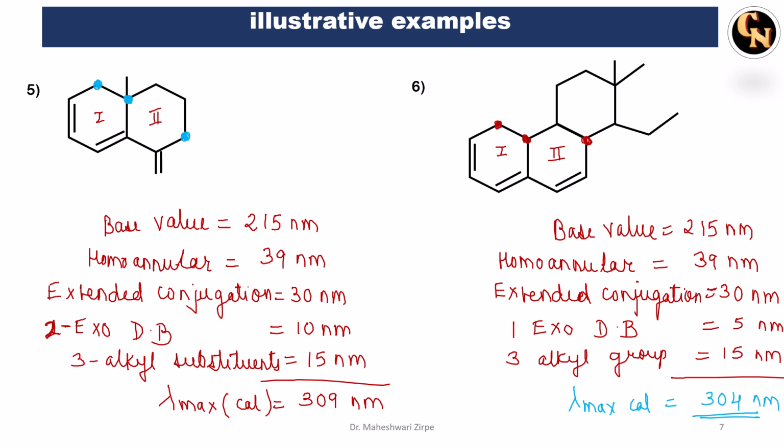Okay, 304 nanometer. Previous it was 309 nanometer. So this way, using your Woodward-Fieser rule, we can.